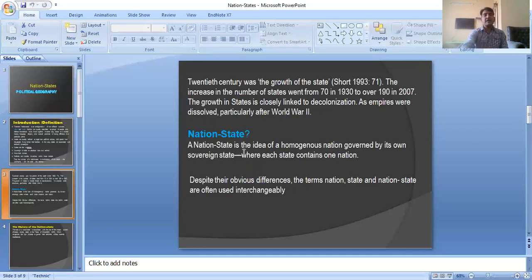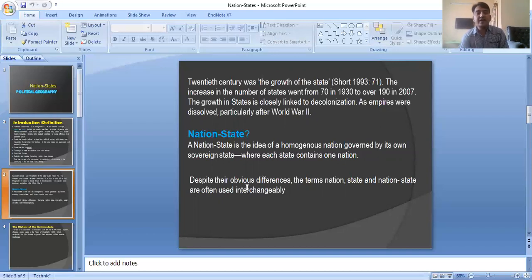Now nation states. A nation state is the idea of a homogeneous nation governed by its own sovereign state, where each state contains one nation. It is quite complex, honestly, to describe. A homogeneous nation means all are similar, with the same feelings, and are united under their own sovereign. So not only is the nation homogeneous, but it is a sovereign state where each state contains a nation. Even if the states are different, each state has a nation.